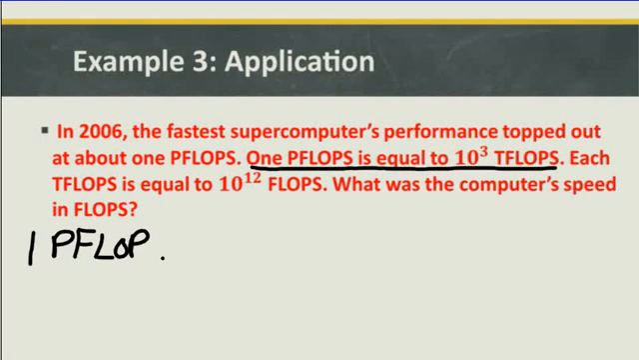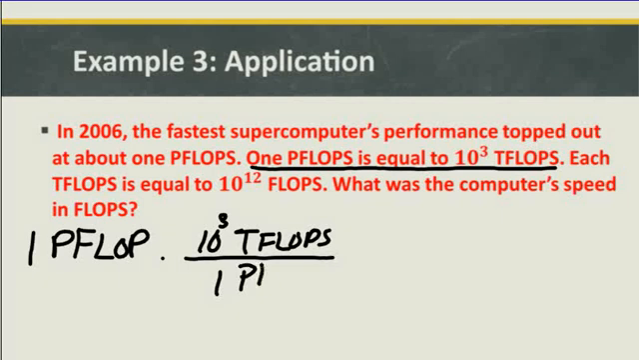So I'm going to multiply this. I need to get rid of a petaflop. So I have 10 to the third teraflop over 1 petaflop. And the reason why I put the petaflop on the bottom is because I need to get rid of this petaflop. I don't want that label in there. So if I do this, because they're opposite, I'm really dividing them out. They cancel each other out.